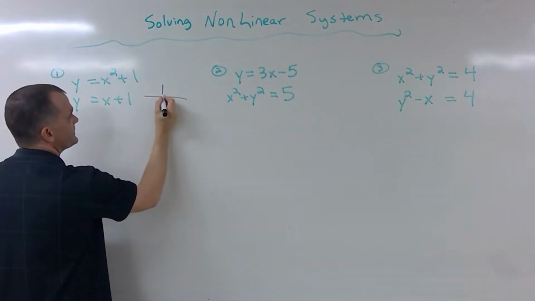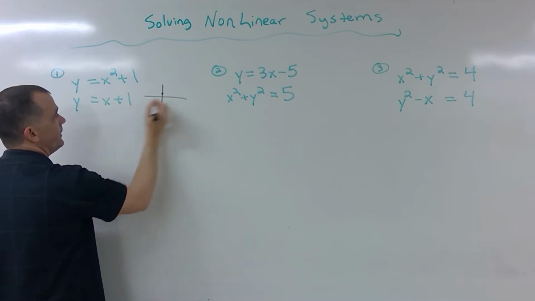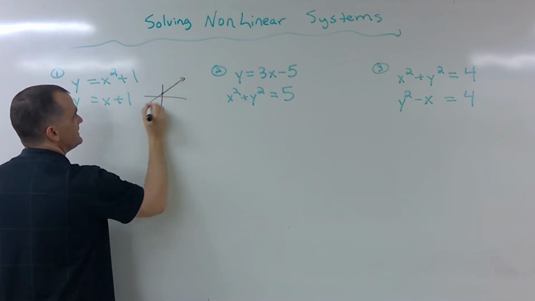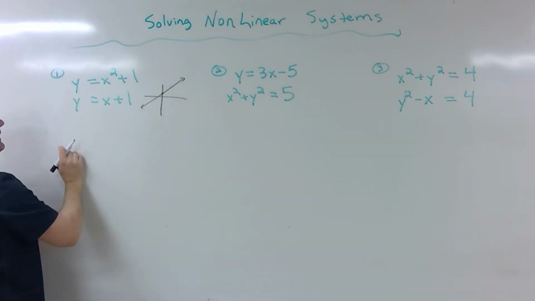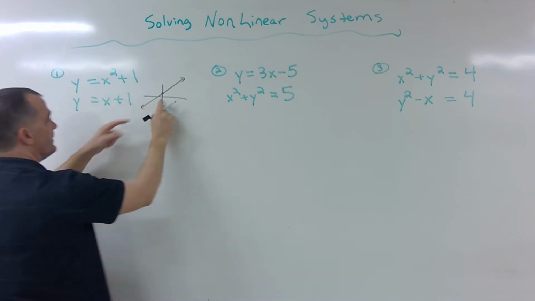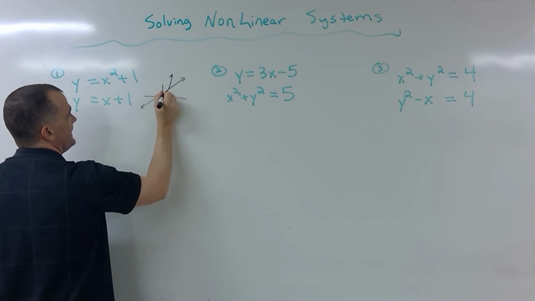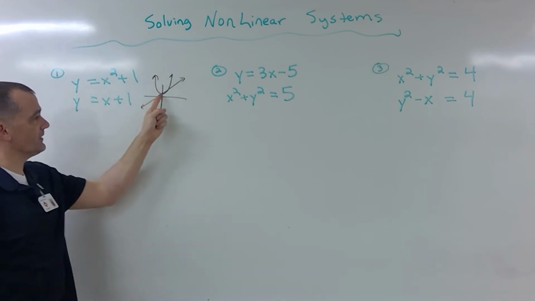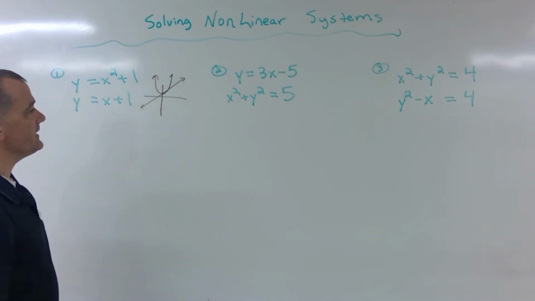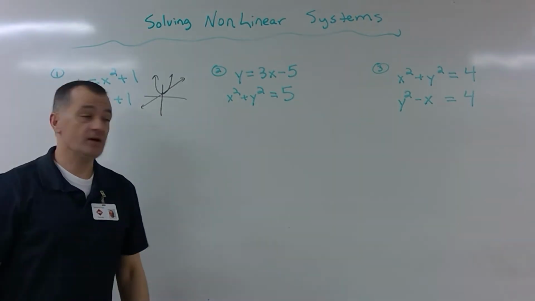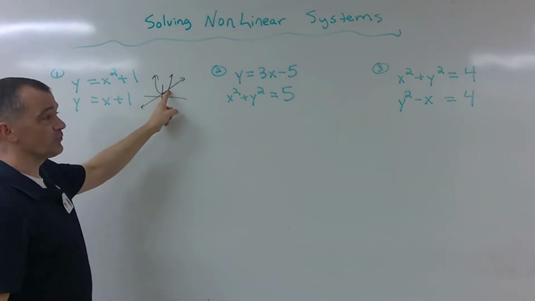So when we look at this very first one right here, we can quickly see that we have a line with a y-intercept of 1 and a slope of 1. So that line's going to look just like that. Here we have a parabola. Y equals x squared is a nice happy parabola, but it's got a 1, so it goes up just like that. And I think we've already found one of our points. We found one of our ordered pairs as being (0, 1).